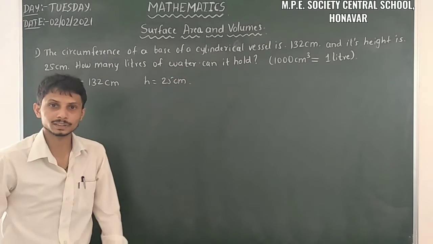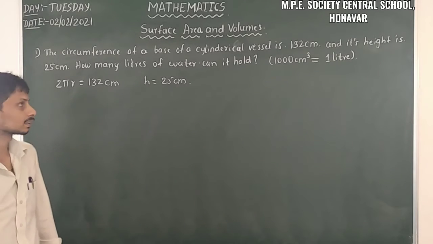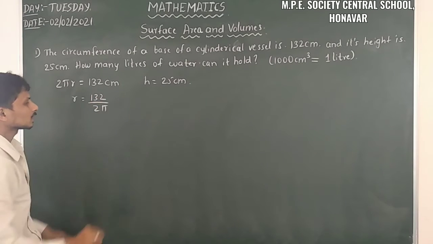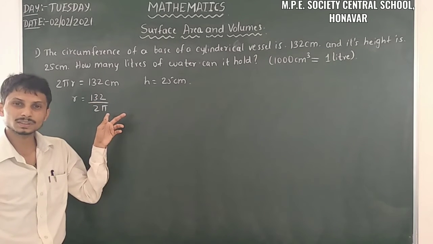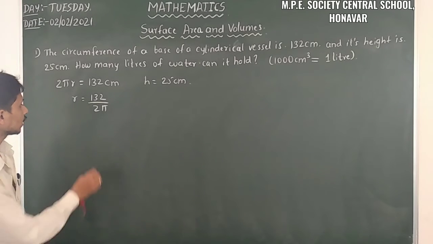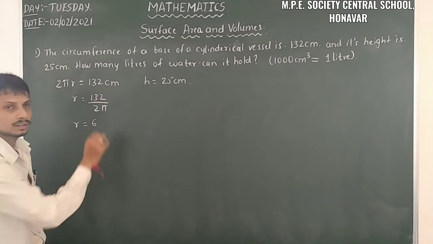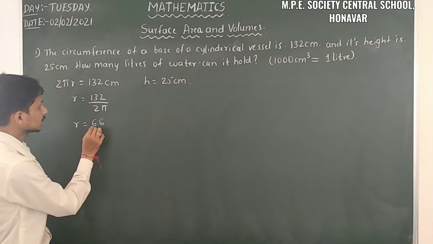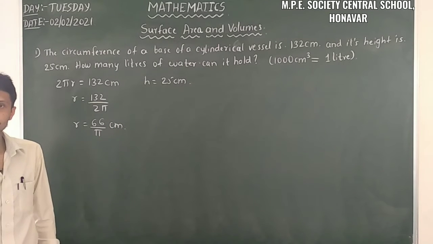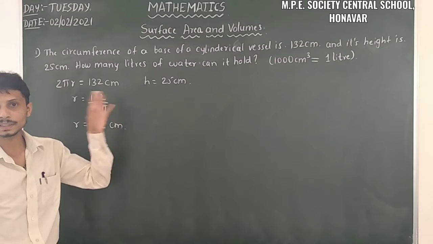First we have to write the given things, and using this we can find out the radius. r is equal to 132 by 2 pi. Sometimes pi remains as it is because it is easy for us to cancel out. So here r is equal to, we can cancel 2 and 2, so 2 into 6 and 1 remains, and 66 by pi centimeter is the value of the radius. And then we have to find out the volume of the cylindrical vessel.